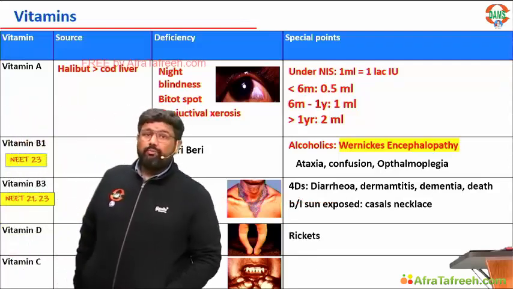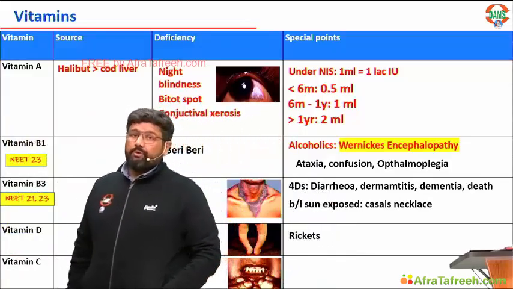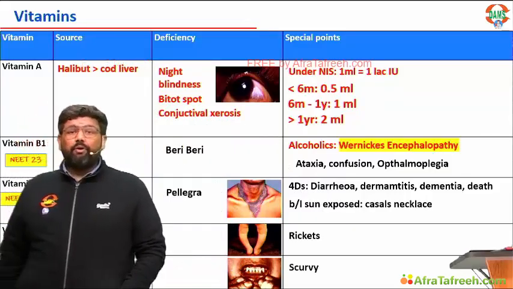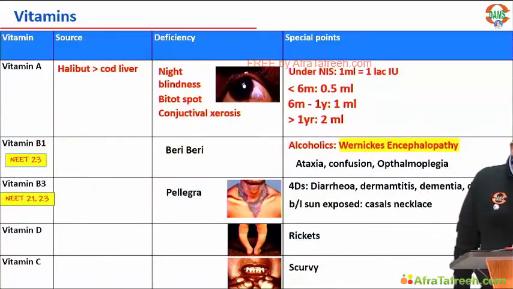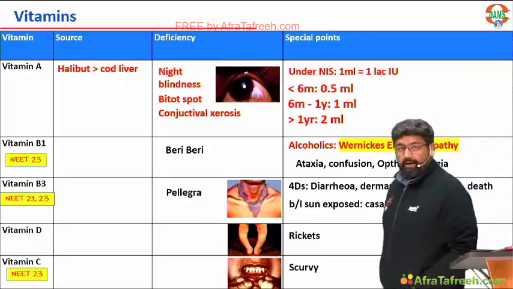And this image was given this year, NEET PG 23. Vitamin D was also asked. This image was given. This is rickets because of vitamin D deficiency. And because of vitamin C deficiency, we get scurvy. Sorted? Done? Now this is all the high important points.